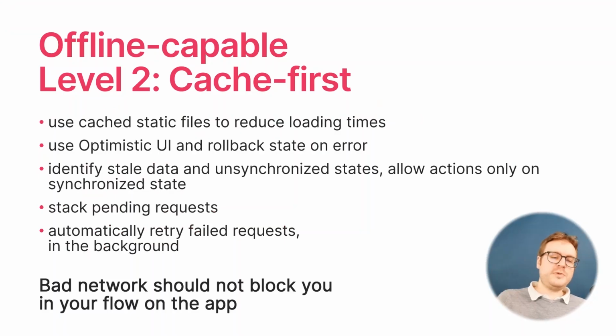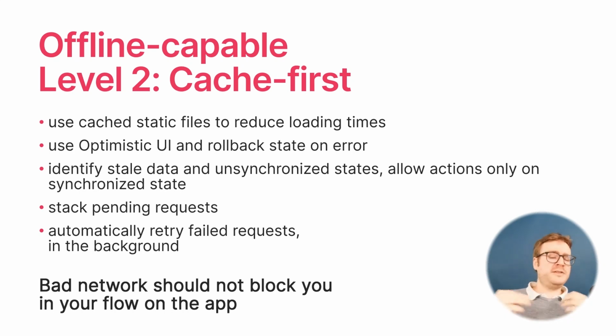So using optimistic UI and adding more cache strategies to the network interface, let us bring your application to the next level, level 2, which I call cache first offline capabilities. So cache first means that we are going to use primarily the cached static files to reduce the loading times, and we are going to use optimistic UI when possible, and of course rollback on error. And thanks to these two enhancements, we are able to largely improve the performance and the smoothness of a web application.